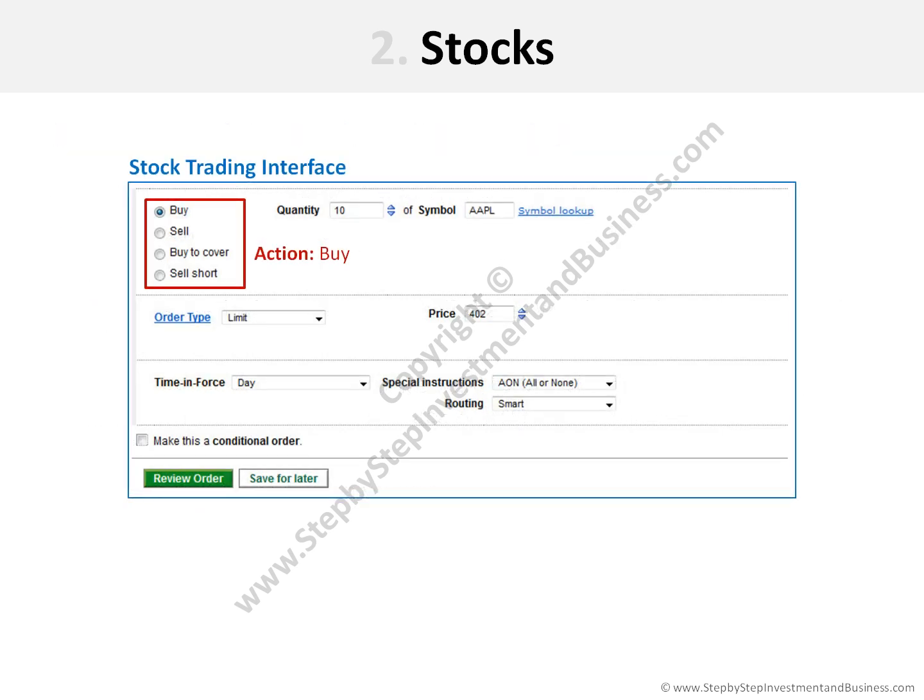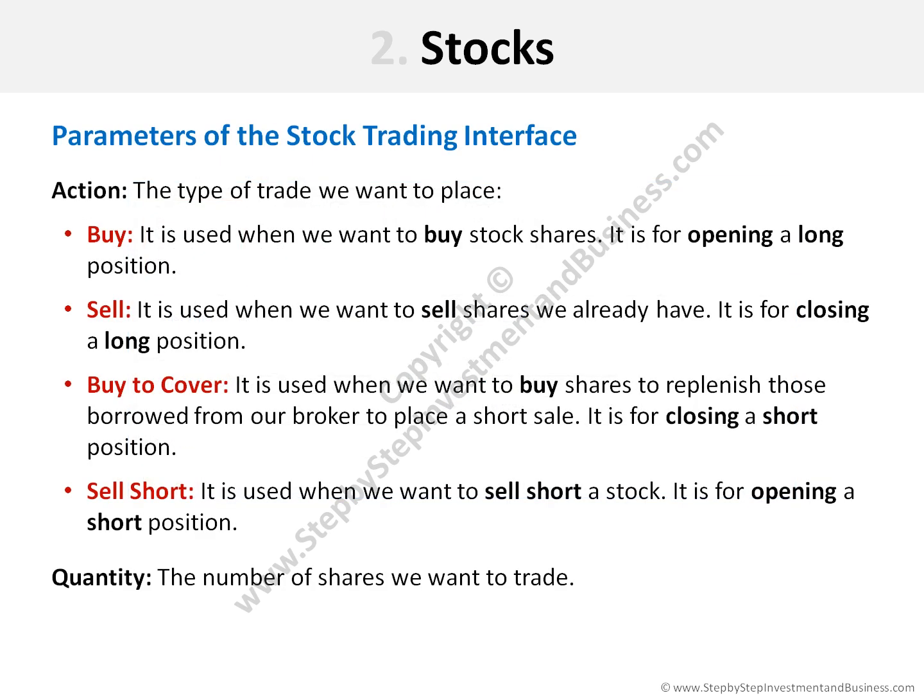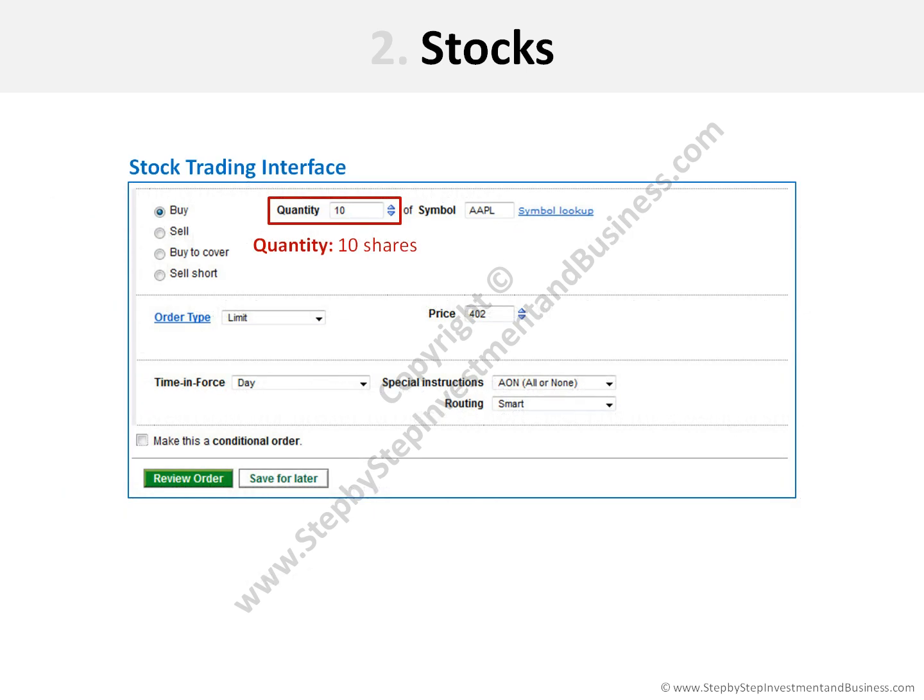In the example here, we can see the different types of trades just mentioned: buy, sell, buy to cover, and sell short. Here is indicated the action buy. So, the trade we are going to place through this interface is the purchase of stock shares. Another parameter is the one called quantity. This is the field where we indicate the number of shares we want to trade. We can see it indicated here, and in this case, the entered number is 10. That is, what we are going to do is to buy 10 shares.